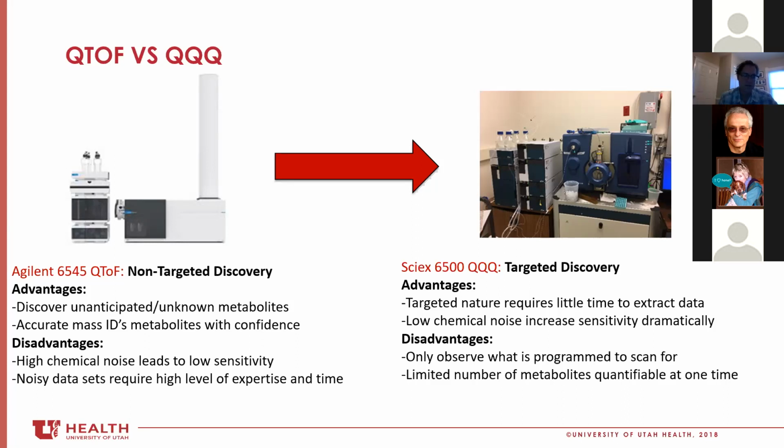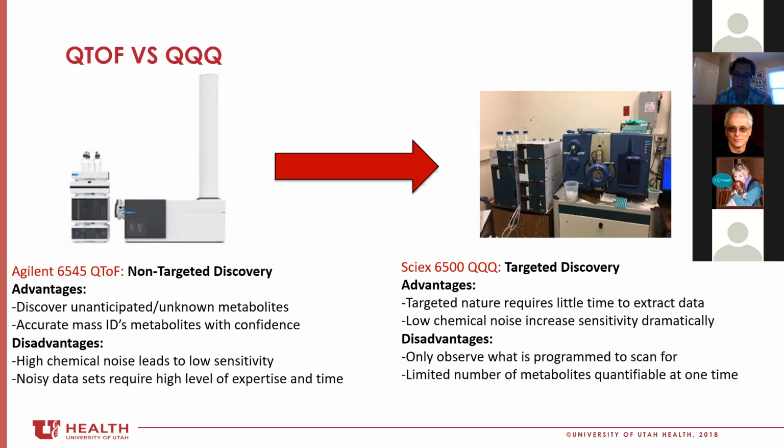Their advantages, like I said, they discover unanticipated and unknown metabolites. It's great for biomarker discovery. You can use accurate mass to identify metabolites with pretty high confidence. But there are real disadvantages. It has a real high chemical noise. And this high noise leads to a low signal to noise ratio, which really leads to low sensitivity. And these noisy data sets really require high level expertise and a ton of time to work with. And that is a major problem in metabolomics.